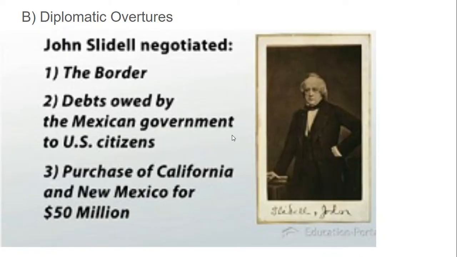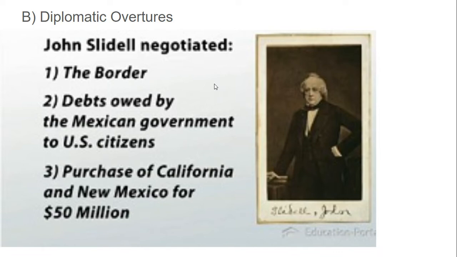We did send some negotiators down after the disastrous Peacemaker incident in order to try to negotiate the border, debts owed by the Mexican government to U.S. citizens, and we offered to purchase California and New Mexico. But the new government was unwilling to deal with us, mostly because they felt insulted by the attempt to buy half their territory, and they were pretty upset about the annexation of Texas. So this is more or less going to necessitate an armed conflict.